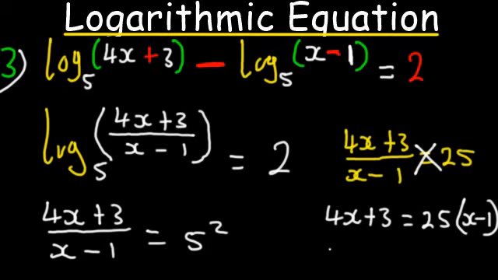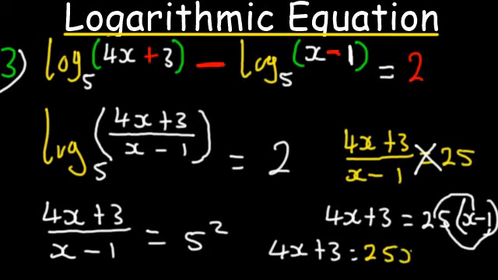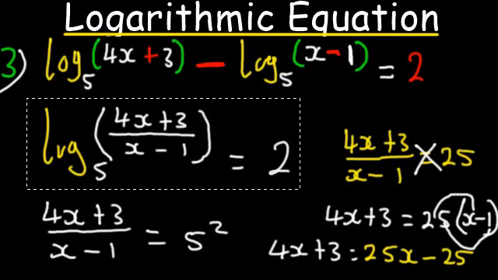Good. Now the next thing we want to do is to expand what we have at the right hand side. So we have 4x plus 3 equals 25 multiplied by x and 25 multiplied by negative 1. That's exactly what we are going to do. So 25 times x is simply 25x. Then minus 25 times 1, that's simply minus 25. Alright, at this point we just need to collect the like terms. I believe you understand what I mean by that. You just want to bring the like terms together.